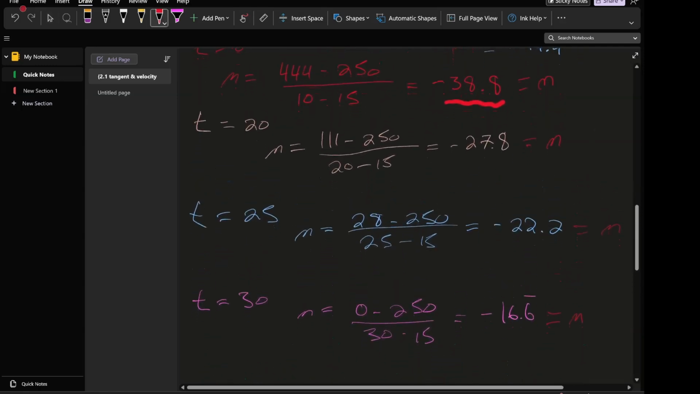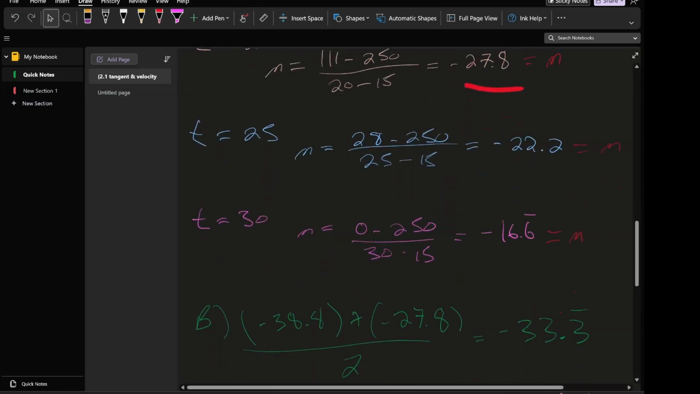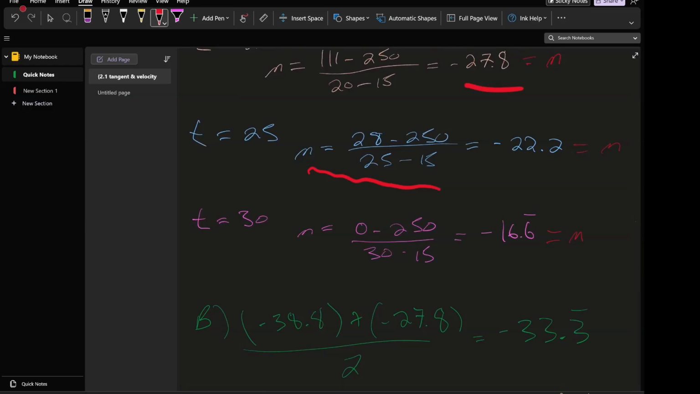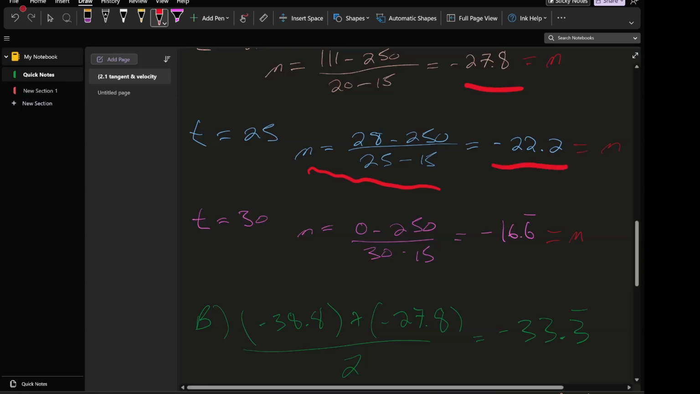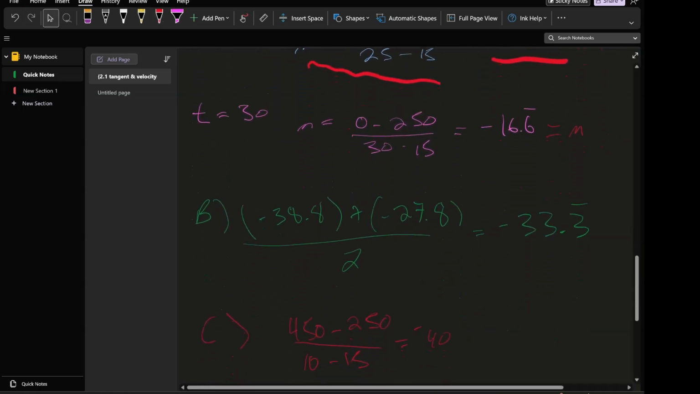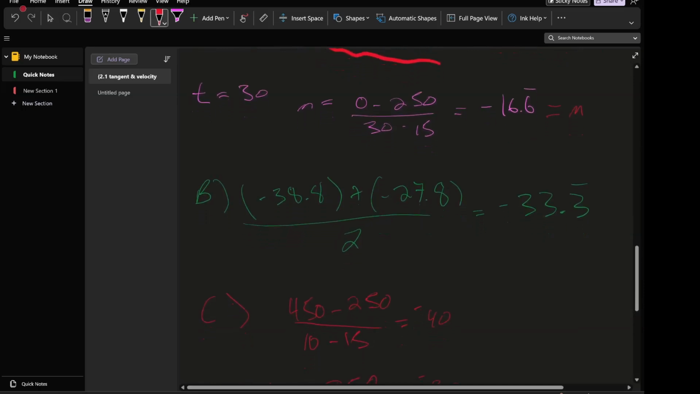And at t equals 25, your slope is 28 minus 250, that's your gallons, over 25 minus 15, that's your time. You get negative 22.2 is your slope. At t equals 30, the tank is empty. 0 minus 250 gallons over 30 minutes minus 15 minutes. You get negative 16.6 repeating is your slope.